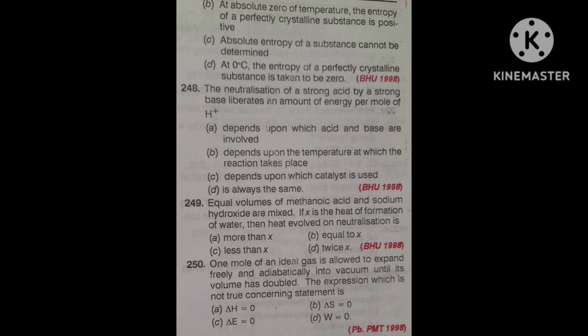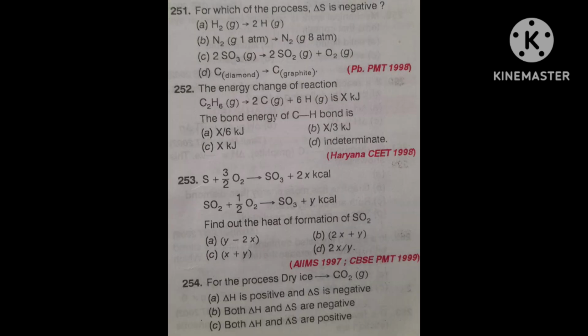The question again I am repeating. The energy change of the reaction is given. C2H6, in gaseous form, is giving 2C carbon atoms in gaseous form plus 6H hydrogen atoms in gaseous form, and its energy is given as x kilojoule. In this process, energy is x kilojoule. Now you have to tell the bond energy of the CH bond.